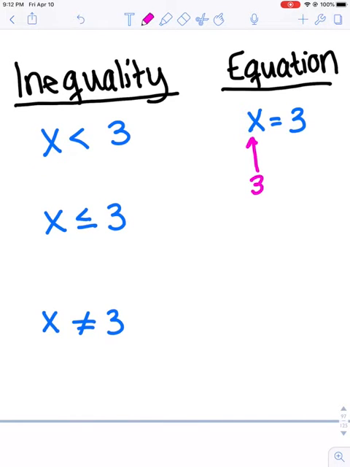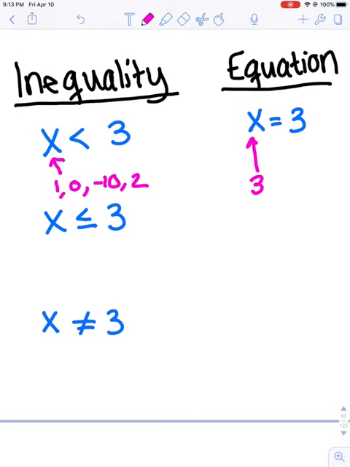Now, what numbers make that true? What could I put instead of x to make it true? I could put a 1 there. 1 is less than 3. I could put a 0 there. I could put a -10 there. I could put a 2 there. There's a long list of numbers that I could put in that spot, and it would be a true statement. So we're going to talk a little bit about how you can display that information to communicate to your audience what numbers work. Second one is less than or equal to 3.